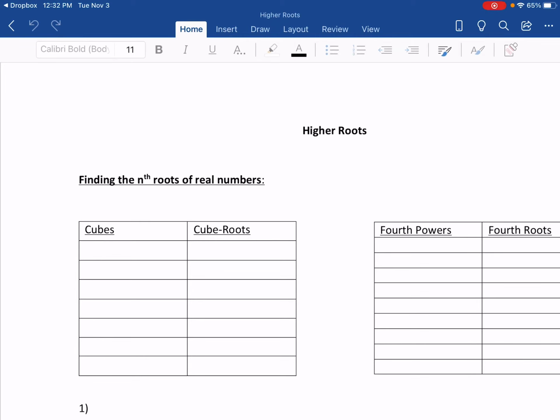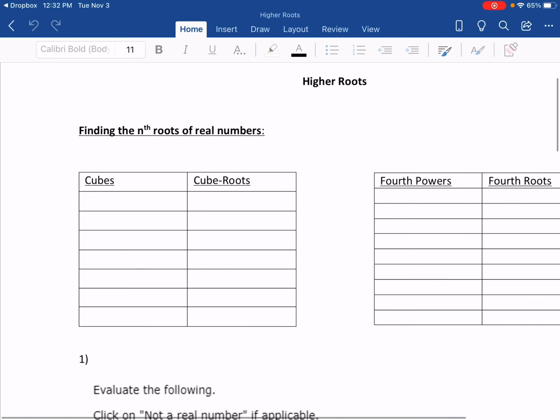Okay, so in this lesson we want to talk about higher roots, which means we're going to go beyond square roots to cube roots, fourth roots, etc. Okay, so we can start off talking about cube roots. I want to go through a table of the cubes and the related cube roots.